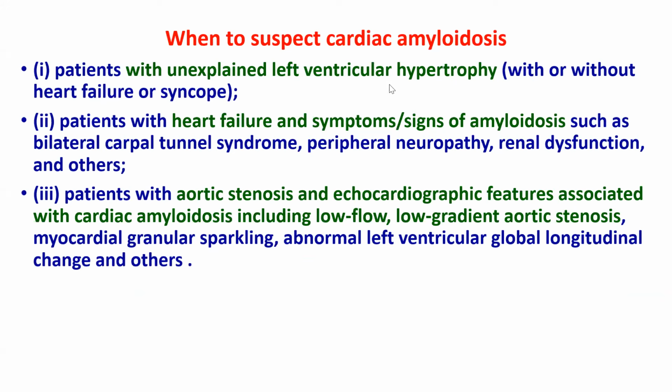So when to suspect cardiac amyloidosis? In a patient who has unexplained left ventricular hypertrophy, in a patient who has heart failure and extracardiac symptoms of amyloidosis, such as bilateral carpal tunnel syndrome, peripheral neuropathy, renal dysfunction, and others. Also in a patient with aortic stenosis and an echocardiographic picture associated with cardiac amyloidosis, including low flow, low gradient aortic stenosis, myocardial granular sparkling, abnormal left ventricular GLS, and others.